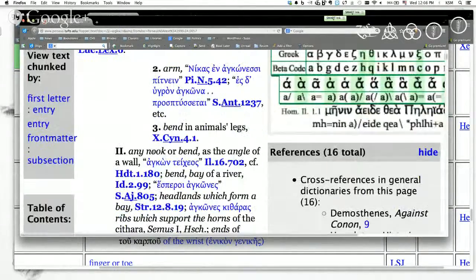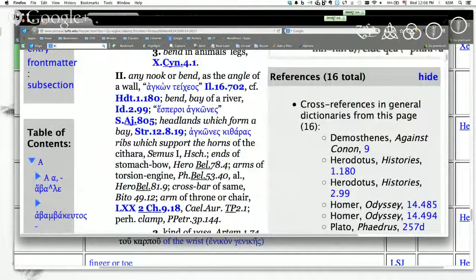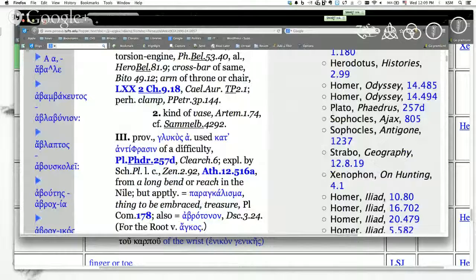Let's come down here. Could be any nook or bend. On cone. So this is the corner, the bent corner of a wall. And we see this in the Iliad and Herodotus. S would be what? Sophocles, and this is Ajax. This is Strabo, Greek geographer. So that gives us some idea of how this is used.